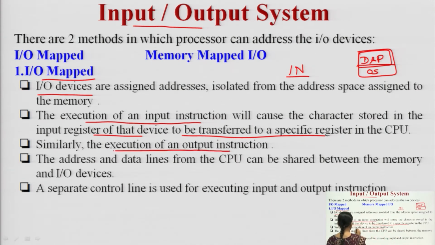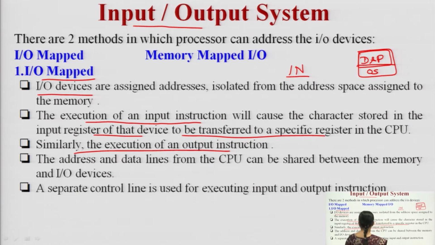Suppose I take an output instruction, suppose I write OUT. This means that after OUT, whatever the contents of the accumulator or any specified register are, they will be displayed onto the output device. That output device may be either a monitor or a printer.